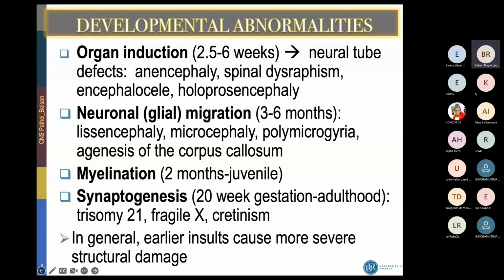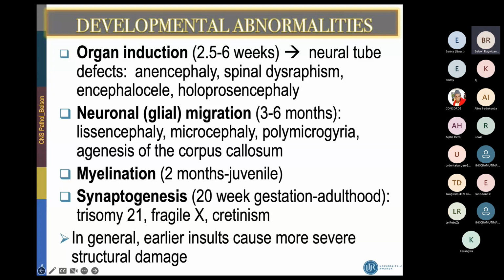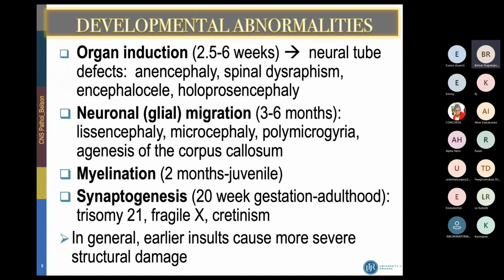The induction takes place during the period of 2.5 to 6 weeks of pregnancy or gestation. If there are problems during that time, there will be neural tube defects. In such cases, a child can have different diseases, such as anencephaly, meaning there is no brain, spinal dysraphism, encephalocele, so there is a brain, but it is not inside the intracranial cavity, holoprosencephaly, and many others.